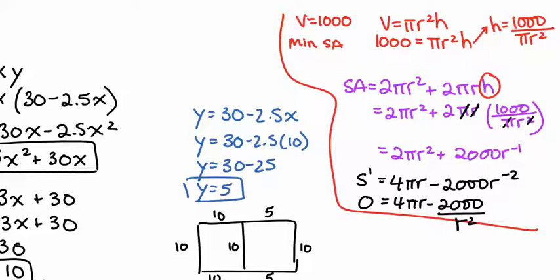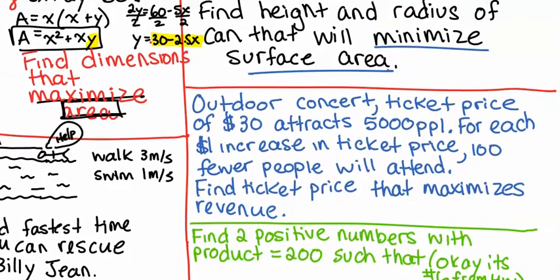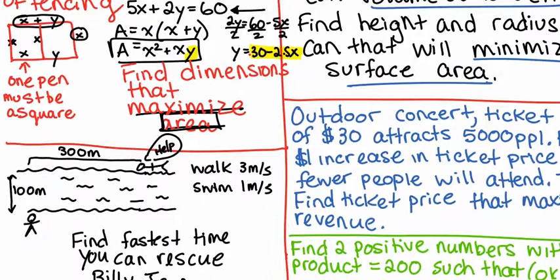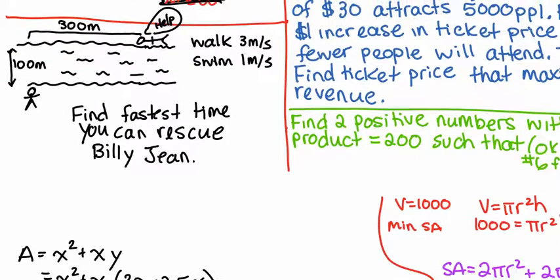So I can move one of these over, cross multiply, multiply by r squared, whatever you want to do. So solve it for r, and then you'll find the radius. Okay, I'm just moving through these. I'm not fully solving them.